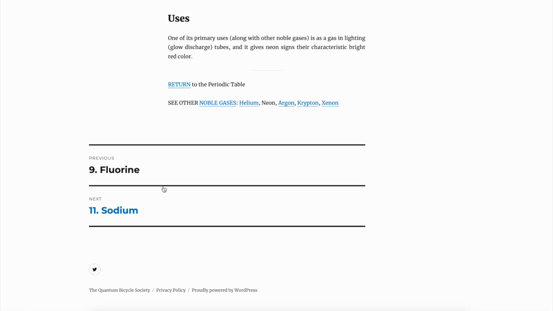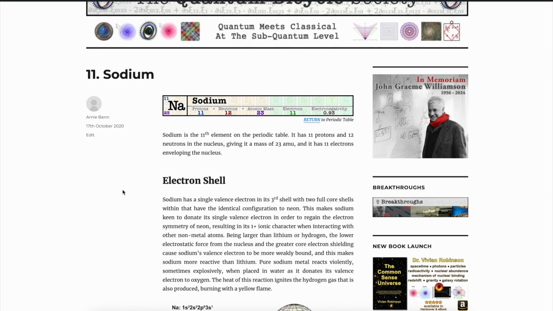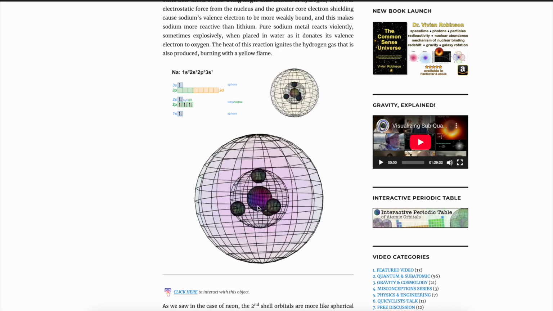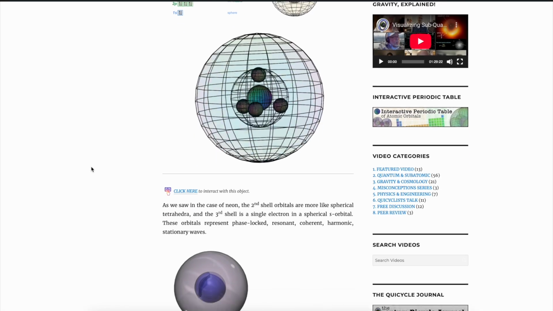Now that's the end of the second shell. I would like to look at one more situation, and that is salt, sodium chloride. Sodium is the first element on the third shell, so it has 1 electron in a third shell over the inner configuration, which looks like neon.